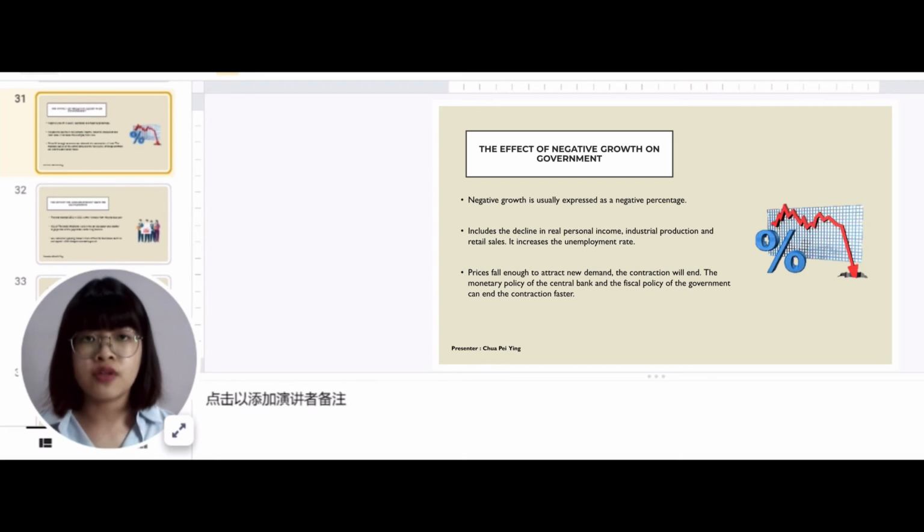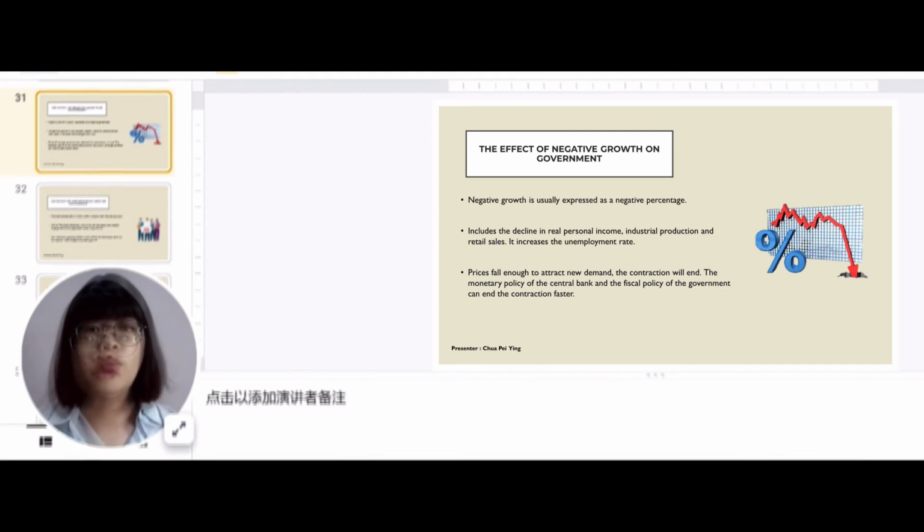It is one of the four stages of the business cycle, also known as the boom and bust cycle. When prices fall enough to attract new demand, the contraction will end. The monetary policy of the central bank and the fiscal policy of the government can end the contraction faster. They will lower interest rates and taxes and increase money supply and spending. These policies are part of the country's strategy to provide the best unemployment solution.